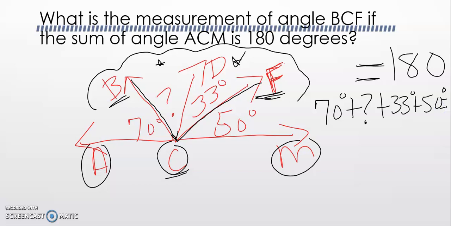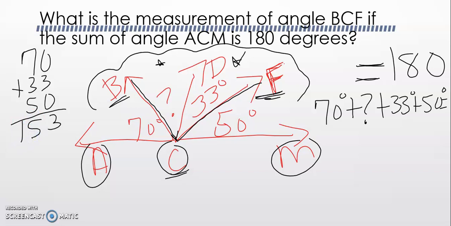So let's add up what we do know. 70 plus 33 plus 50. And we get 3 and 15. So I still don't know the question mark. Plus, I added up all the numbers that I do know. Came out to be 153. And all of this is supposed to equal 180. So how do we find the missing part of an addition? We do the opposite, which is to subtract.